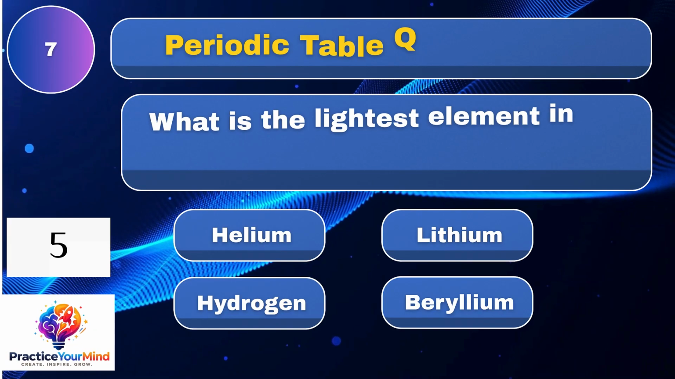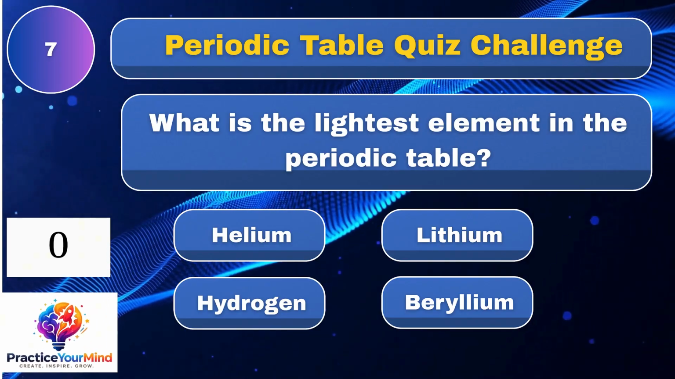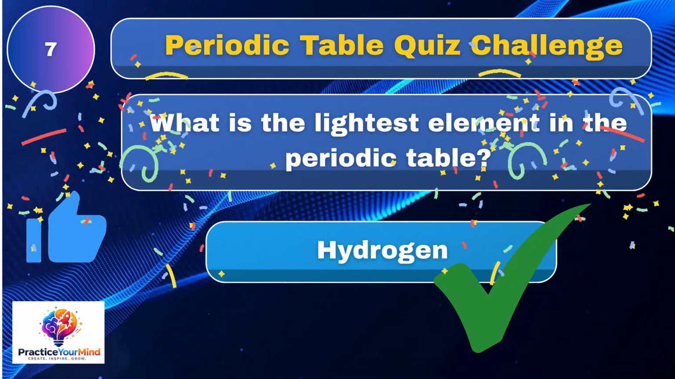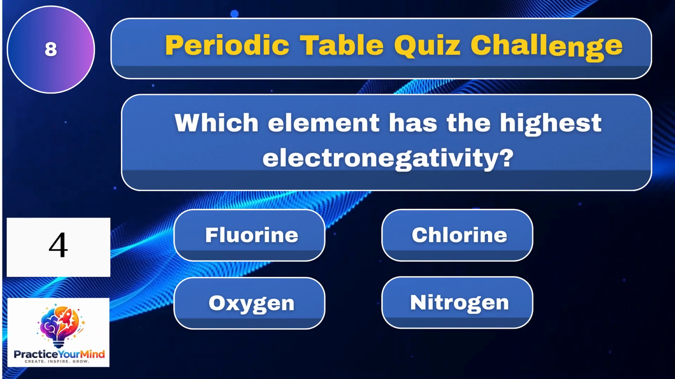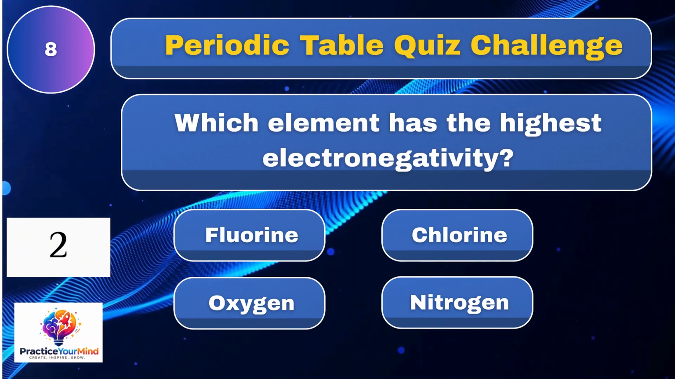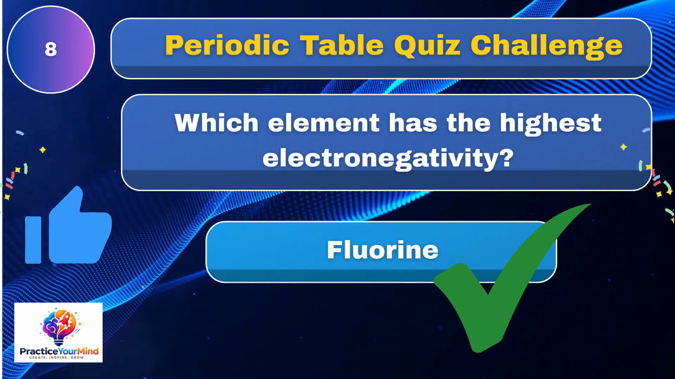Up next, question 7. What is the lightest element in the periodic table? Correct. Hydrogen is the lightest element. Let's move on to question 8. Which element has the highest electronegativity? Nice. Fluorine has the highest electronegativity.